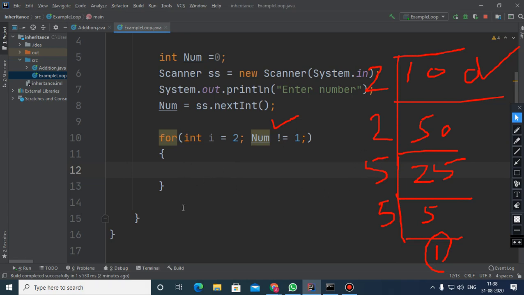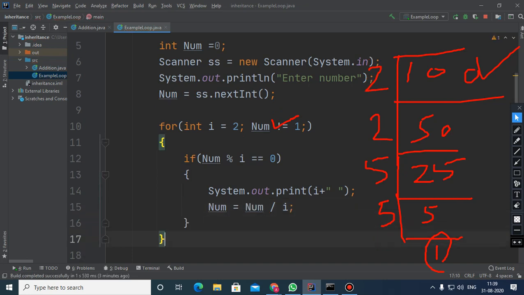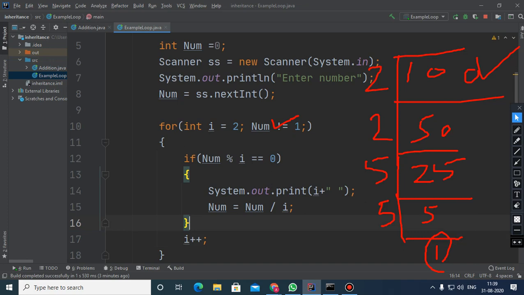So how will I do it, I will show you. But before that I want to check if num mod i is 0, meaning i is a factor of num, and then what to do? I am just printing this value of i. And here I need to reduce num by i. After that I will write i plus plus, and this will come in the else part.